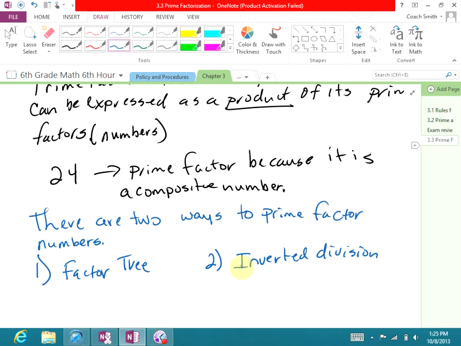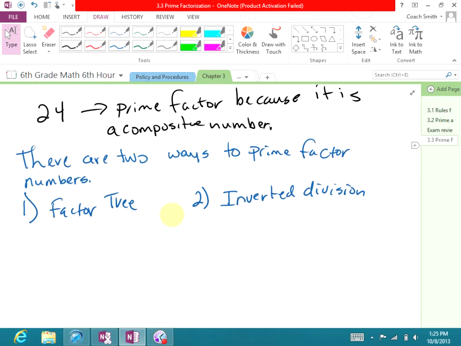Once I get past that, I will be doing inverted division. I do not care which way you do it. You can do it factor tree. I will show you arguments for both ways. Usually factor tree works well if you're dealing with smaller numbers. Well, you're in the 6th grade and you're not always going to be dealing with smaller numbers, and I'll give you an example of one here in a few minutes. But that's the two ways that you can prime factor a number. I am going to show you both ways right now.